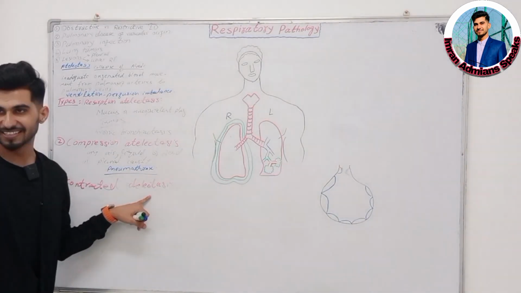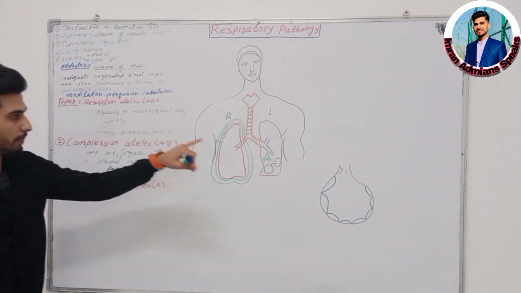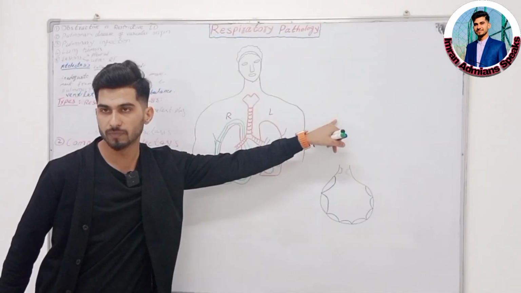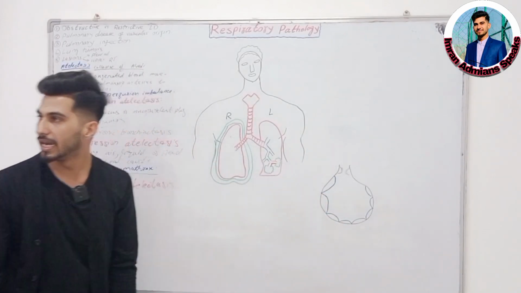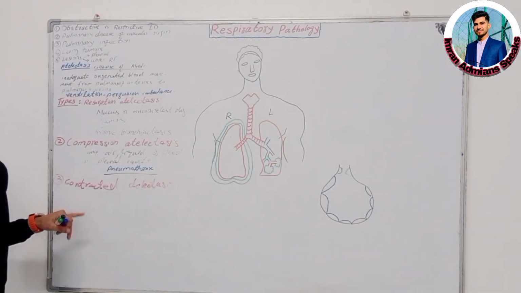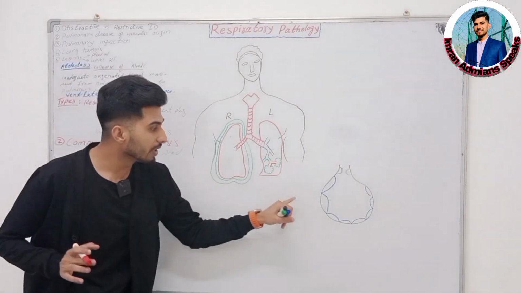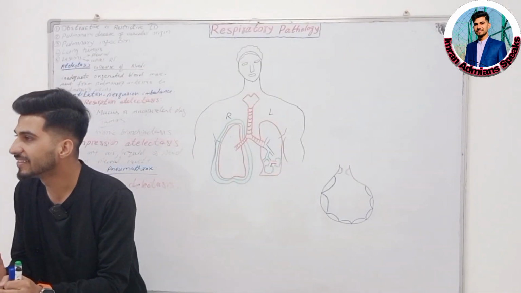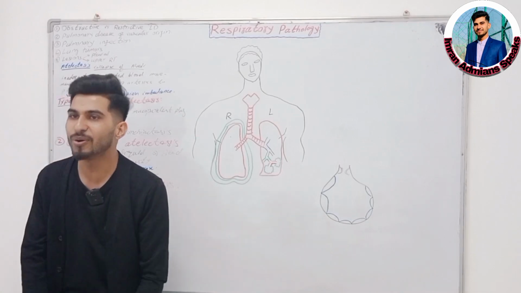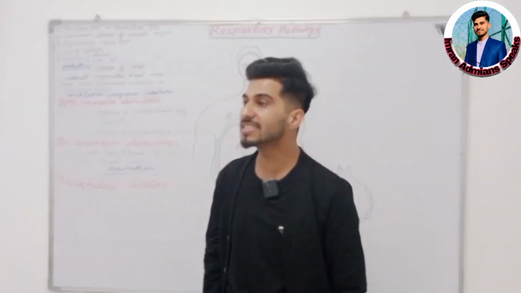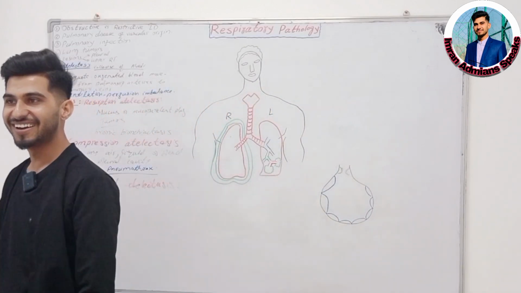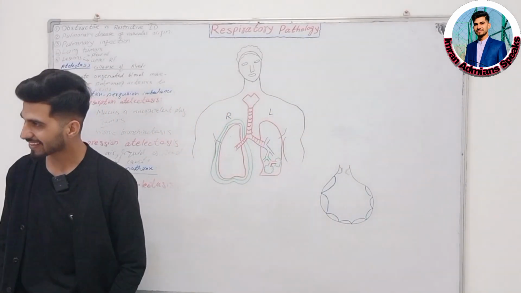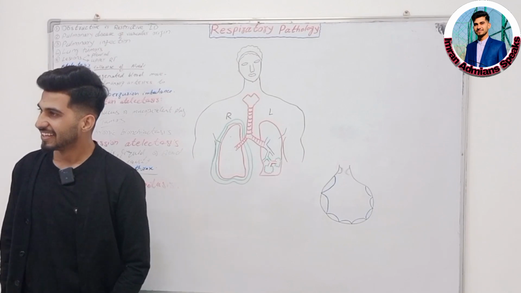What is contracted atelectasis? First is resorption, meaning any plug formation, air will not come from the environment to the alveoli, and there will be compression from the outside. Now the third one is contracted, meaning the alveoli will be contracted. How will the alveoli be contracted? Because of pressure? No. Because of fibrosis.